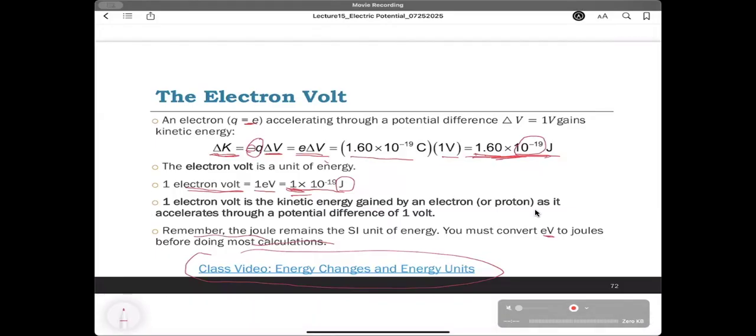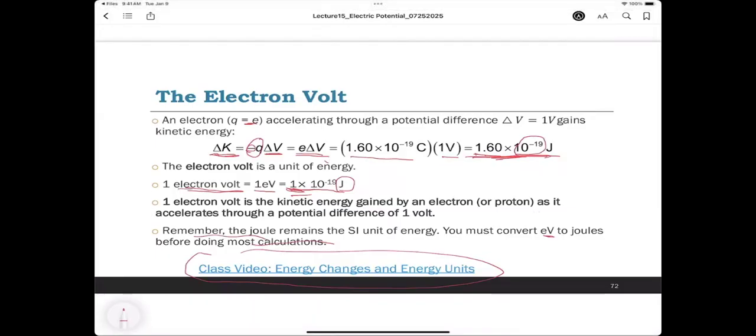And I want to add something. 1 electron volt, short as 1 eV, is just a unit, but it's not an SI unit. The joule is the SI unit. So when you calculate, you need to transfer eV to joules to calculate. So let's check one example.